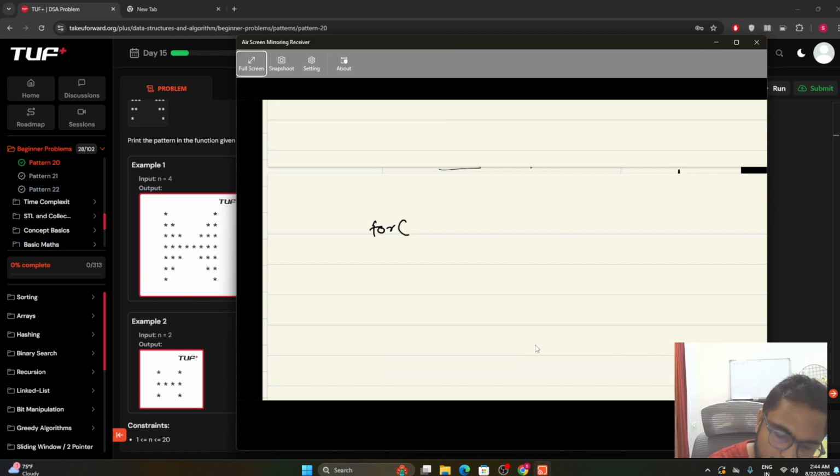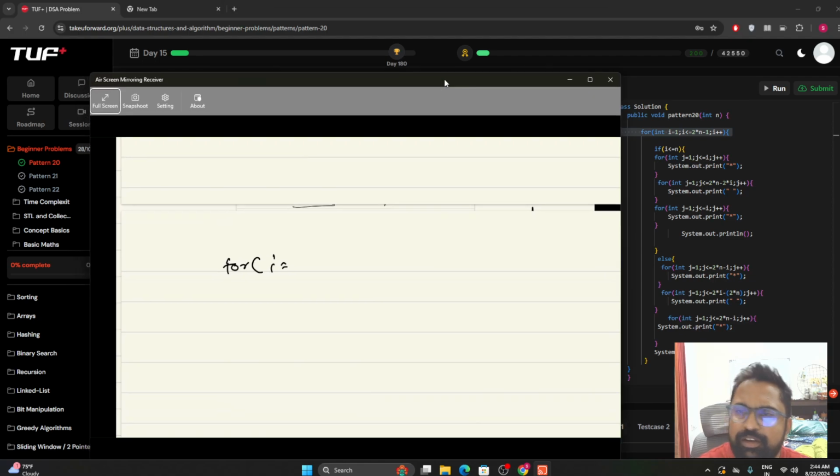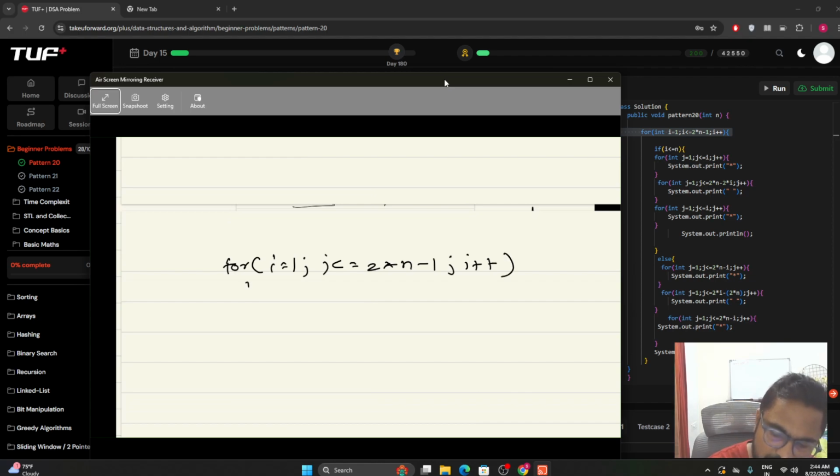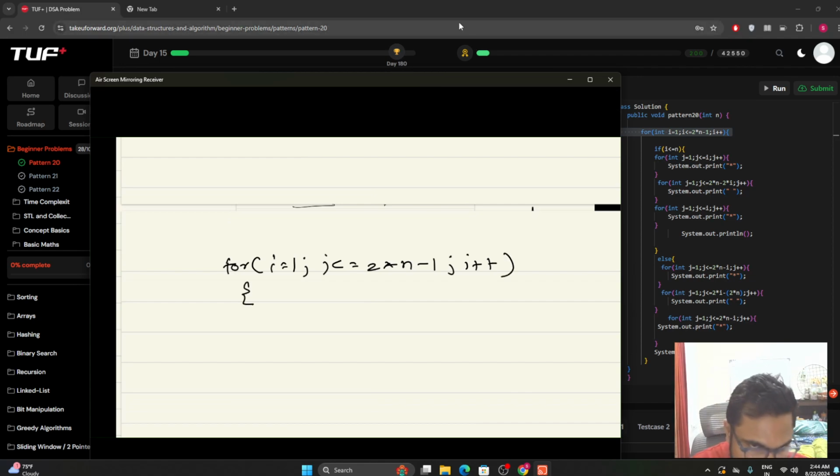For i equal to 1, and i less than or equal to 2 into n minus 1, and i plus plus, right? This is my outer loop, that is done.